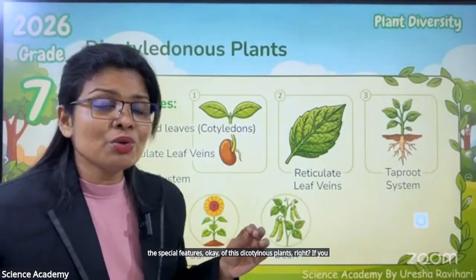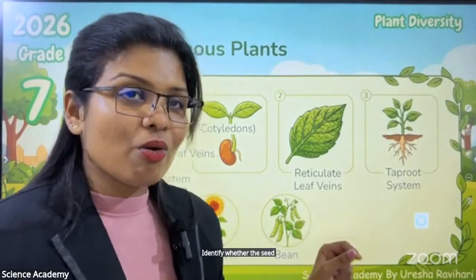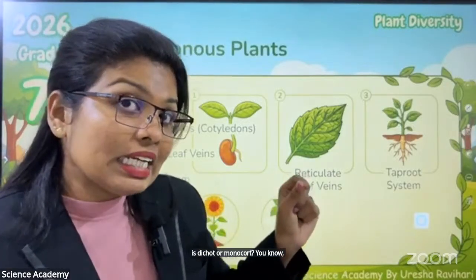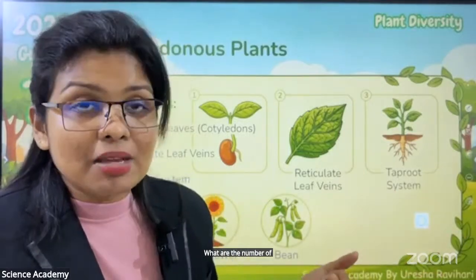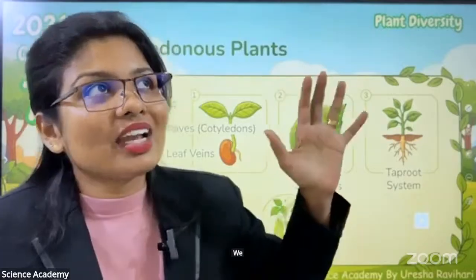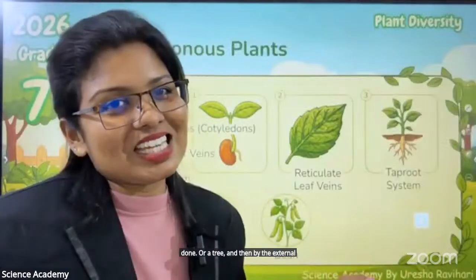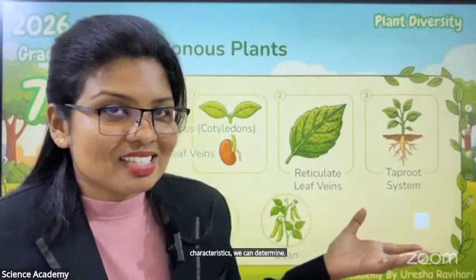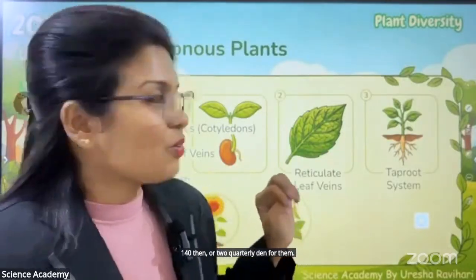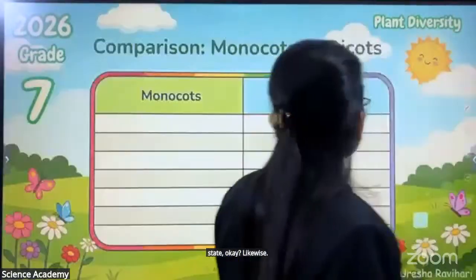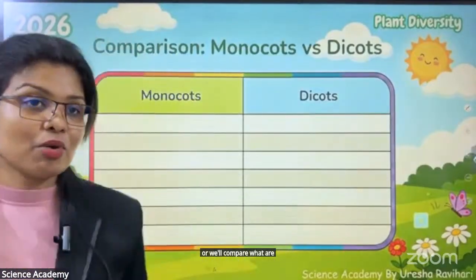If you need to identify whether the seed is dicot or monocot, to identify the number of seed lobes available in one seed, we just look at the plant or tree, and by the external characteristics we can determine whether this plant's seed has one cotyledon or two cotyledons. Okay, likewise, children, we'll compare the differences between monocots and dicots.